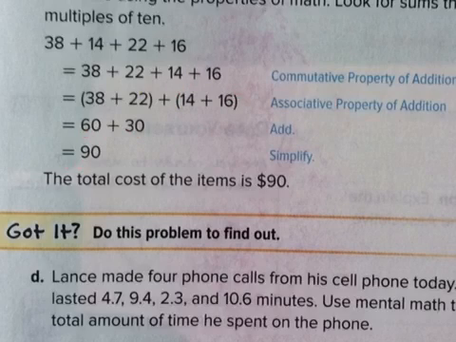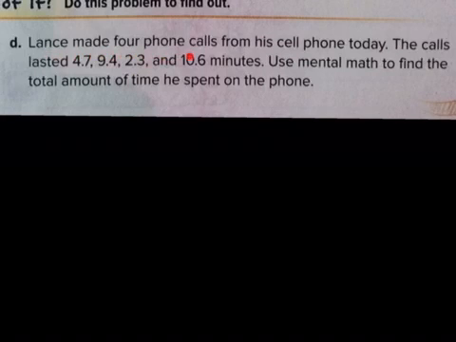You see that? Lance made 4 phone calls from his cell phone today. The calls lasted 4.7 minutes, 9.4 minutes, 2.3 minutes, and 10.6 minutes. Use mental math to find the total amount of time he spent on the phone. Okay, let's look for friendly numbers. I know that 0.7 is going to go well with 0.3, and I know that 0.4 is going to work well with 0.6. Those are all going to give me nice rounded numbers.